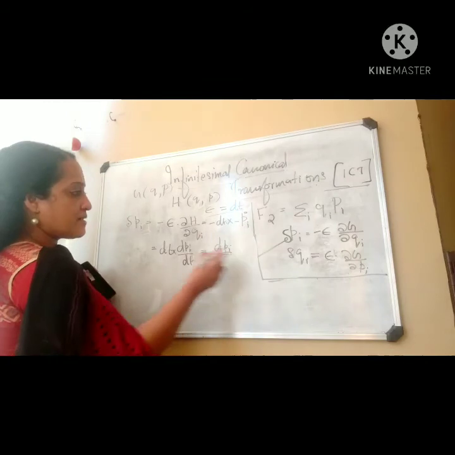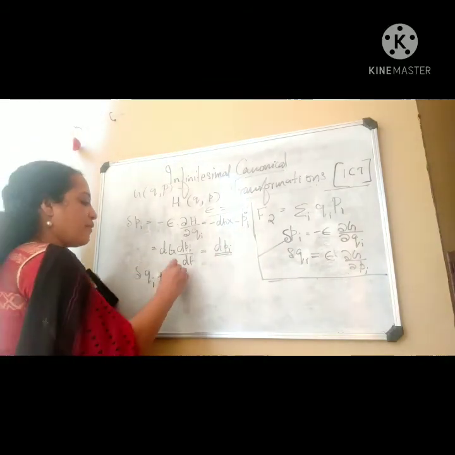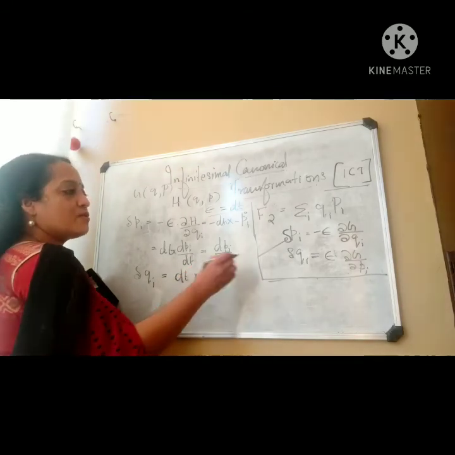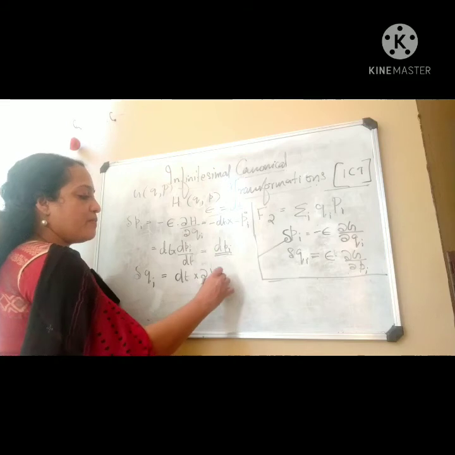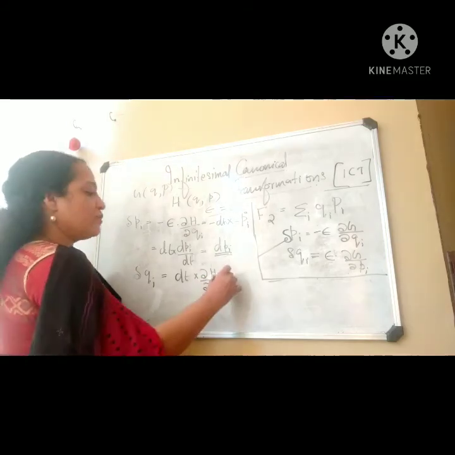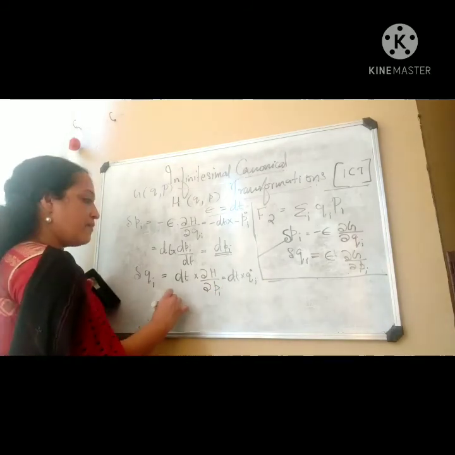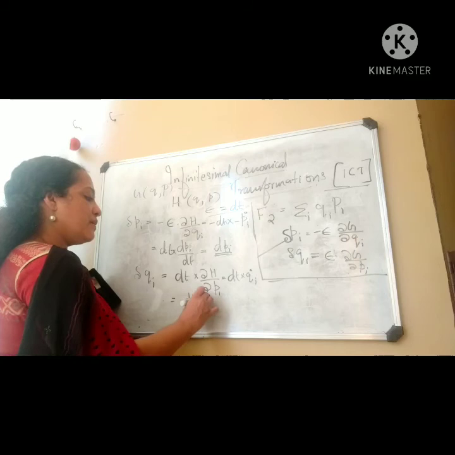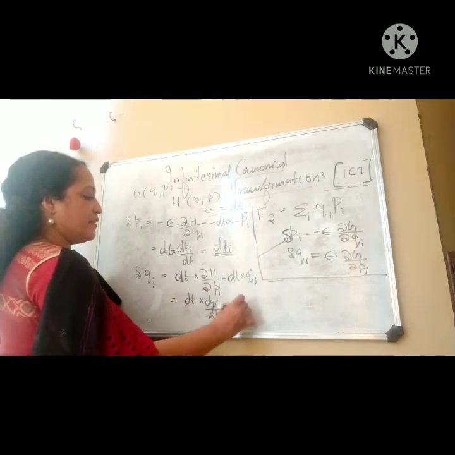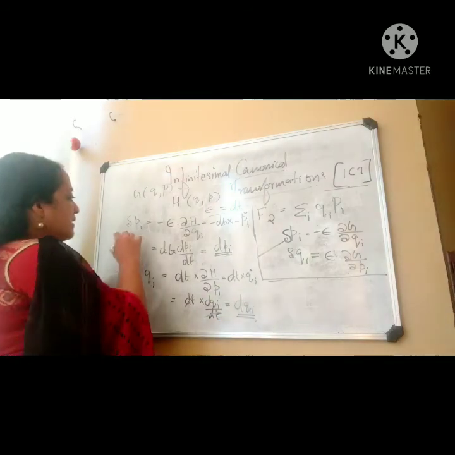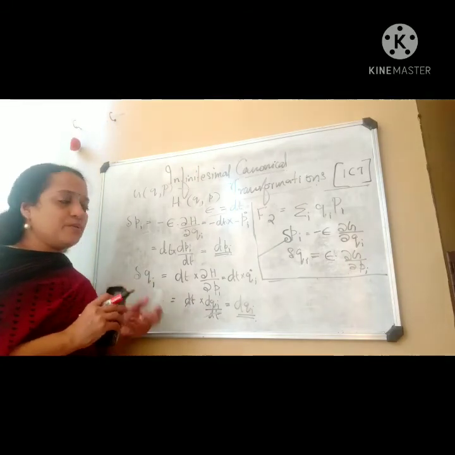Next we can consider what is delta qi. Delta qi will be equal to epsilon, and epsilon is dt, into dou h by dou pi. Dou h by dou pi is qi dot. So this is equal to dt into qi dot, or dt into dqi by dt. Then this is equal to dqi. So we can see that delta pi is equal to dpi and delta qi is equal to dqi.